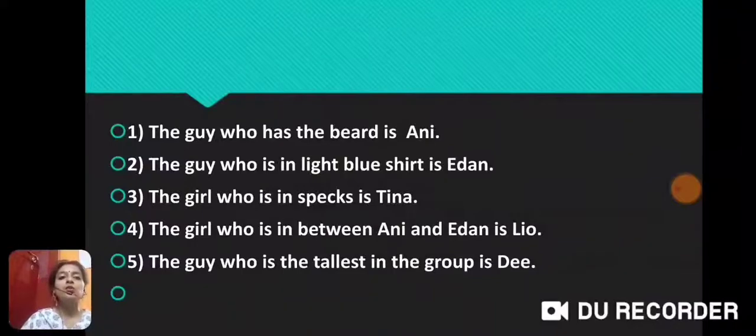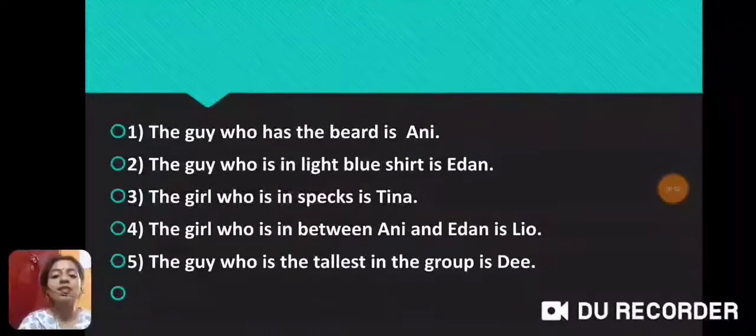The guy who is in light blue shirt is Eden. The girl who is in specs is Tina. The girl who is in between Annie and Eden is Leo. The guy who is the tallest in the group is D. I will say the sentences one more time. Remember to write the names next to the person. Okay, let's check answers. Did you get them correct?